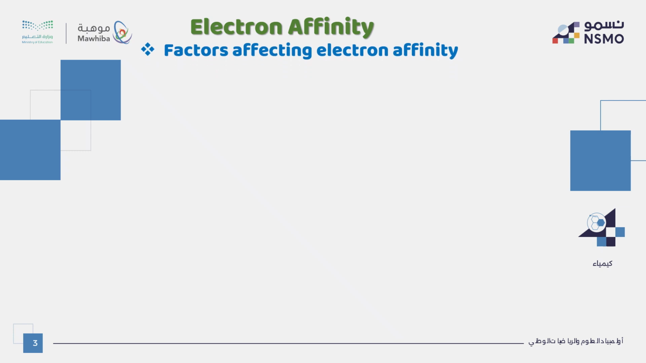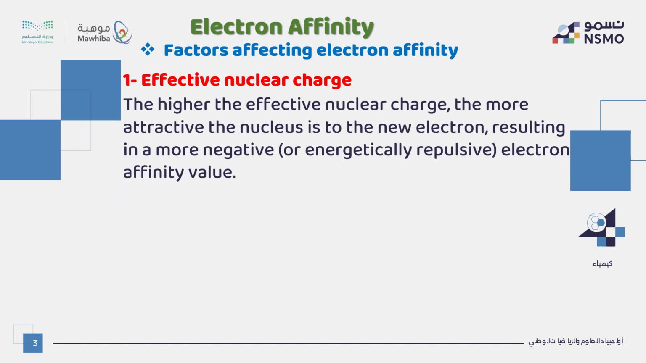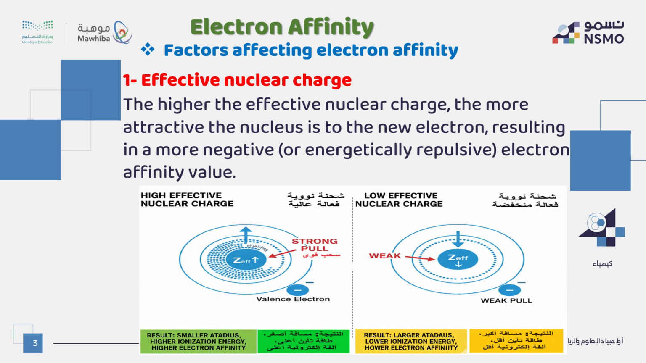Factors affecting electron affinity. Several factors influence the electron affinity of an element. The first one, effective nuclear charge. The effective nuclear charge is the net positive charge felt by an electron after accounting for shielding by inner electrons. As effective nuclear charge increases, the nucleus attracts the incoming electron more strongly. Electron affinity becomes more negative. Therefore, elements with a higher effective nuclear charge generally have more negative electron affinity values.